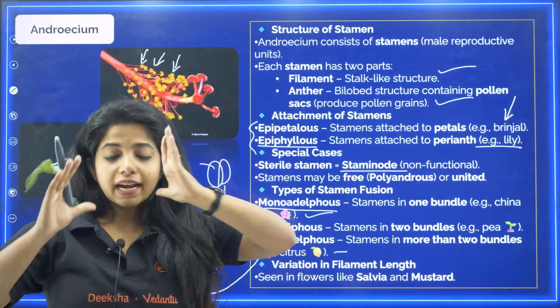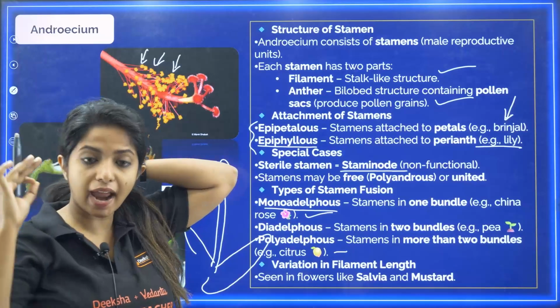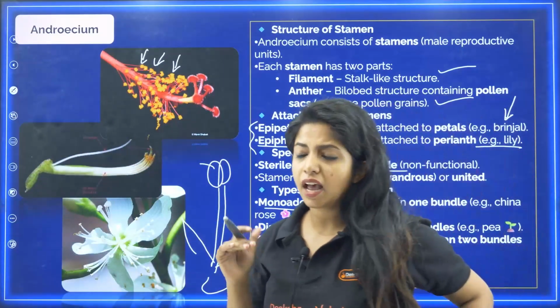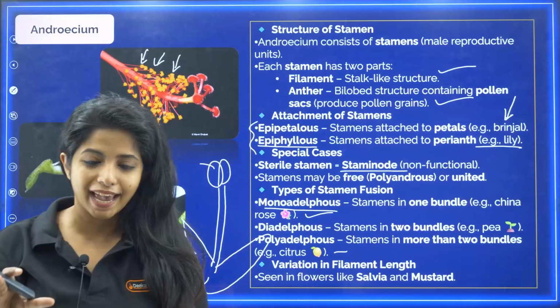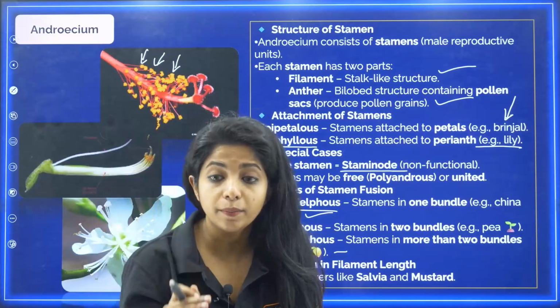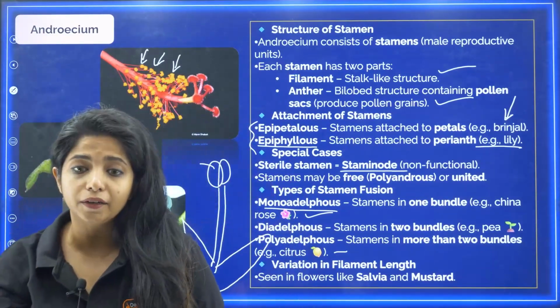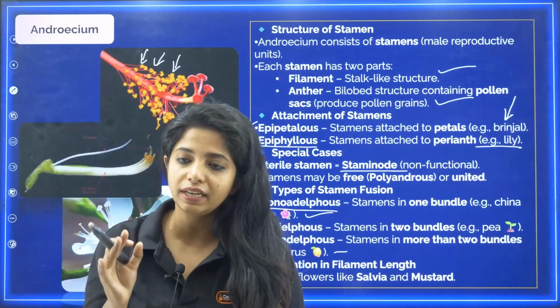So from this slide, what is the takeaway? The takeaway is that the androecium consists of stamen. Stamen is what? Filament as well as anther. Anther is basically bilobed and it has pollen sacs. Now, suppose the filament, or basically the whole structure, that is the stamen, is attached to a petal. You call this epipetalous condition. You can find it in brinjal.